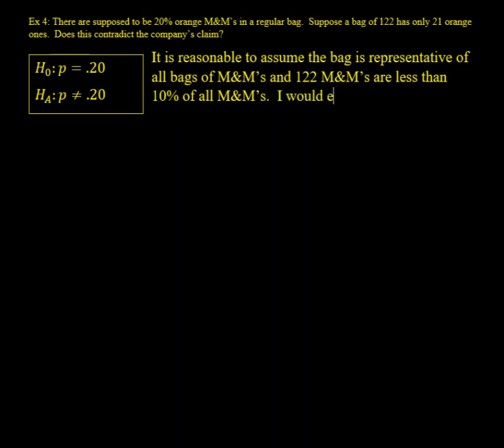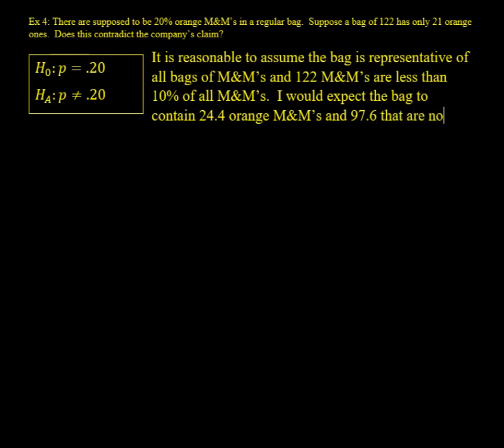I would expect the bag to contain 122 times 0.2, or 24.4 orange M&Ms. And 122 times 0.8, which comes out to be 97.6, that are not orange. Both at least 10.